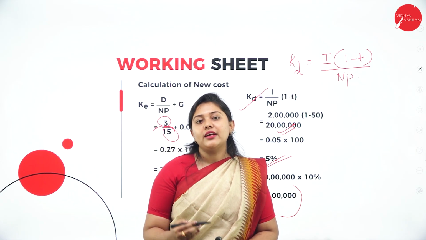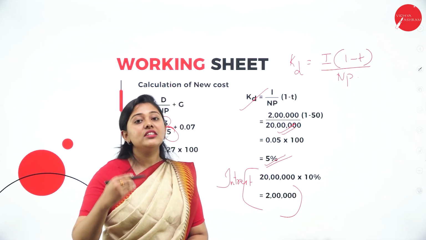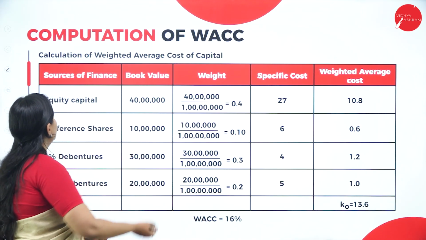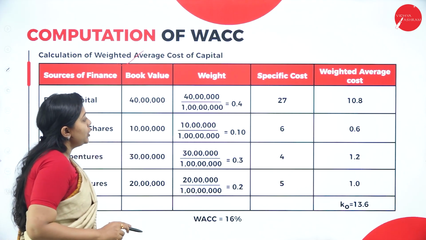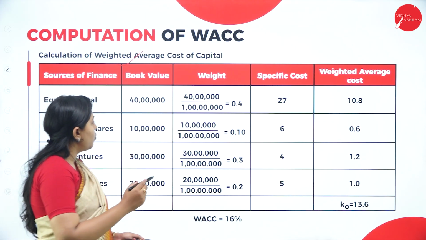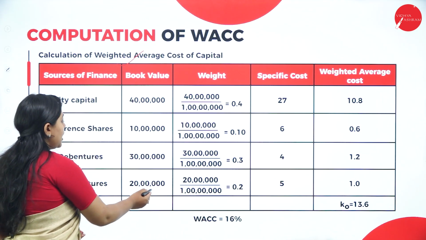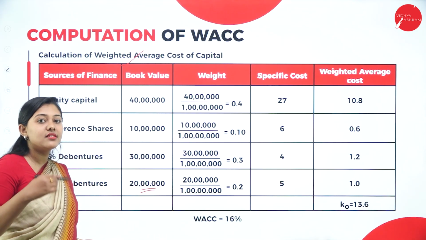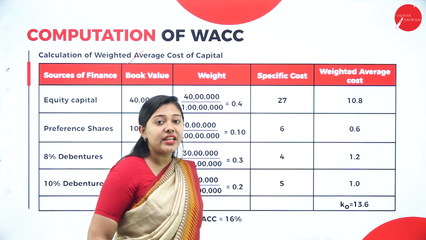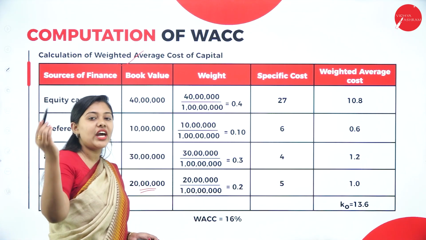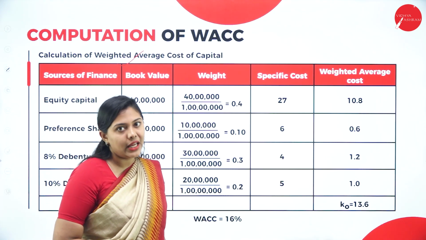rupees 20 lakh debenture at an interest of 10%. Now let us calculate the computation of new WACC. What is the addition in the problem? The addition is 20 lakh, since the company has raised again a 10% 20 lakh debenture. So we are calculating the new WACC table for that.